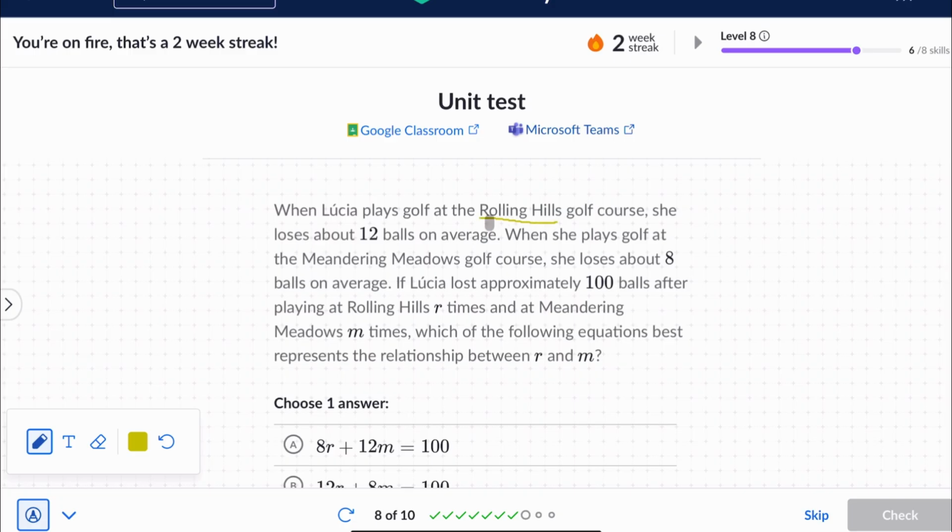At Rolling Hills, she loses about 12 balls. When she plays on Meandering Meadows, she loses about 8 balls. And if she lost approximately 100 balls after playing at both places, Rolling Hills and Meandering Meadows, so we know Rolling Hills is about 12 balls, so we can say 12R plus 8M, which is the average she loses at Meandering Meadows, and she lost approximately 100 in total at both of the places, and so this right here should be our equation.